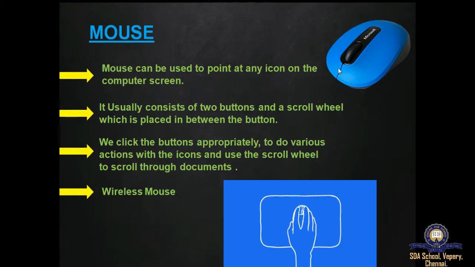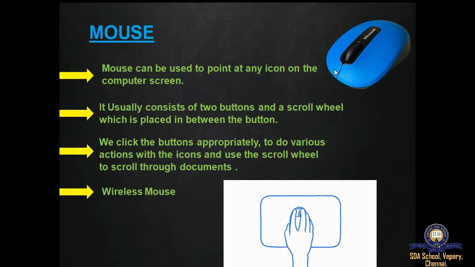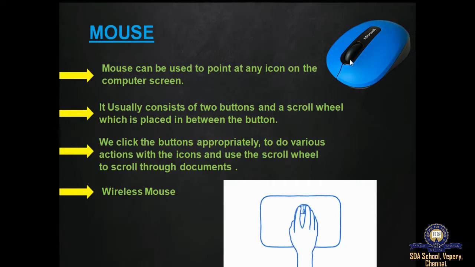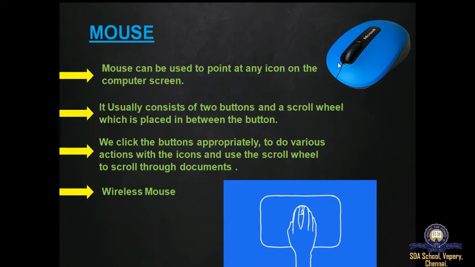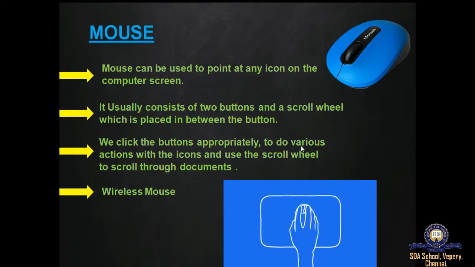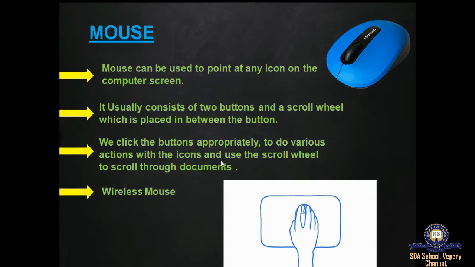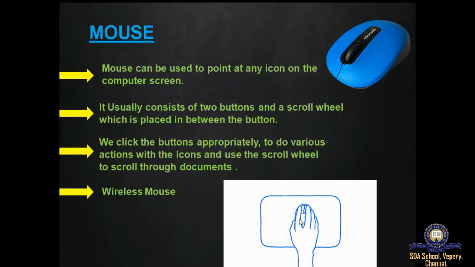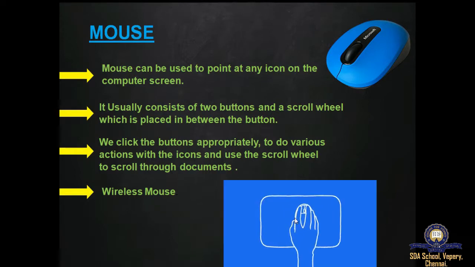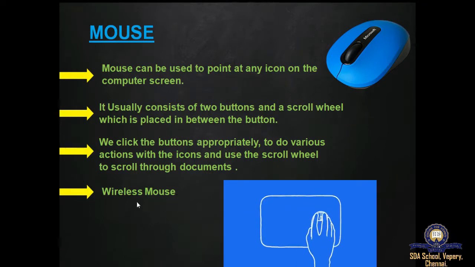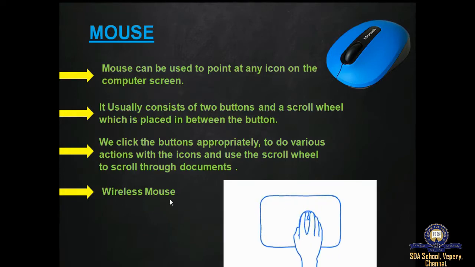It usually consists of two buttons, the left side button and the right side button, and the scroll wheel which is placed in between them. We click the buttons appropriately to do various actions with the icons and use the scroll wheel to scroll through documents. See the man scrolling the mouse and clicking the left side button, it changed. Yes. The mouse without a wire is called a wireless mouse.